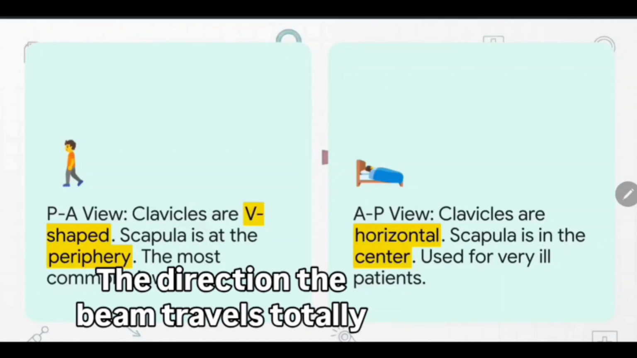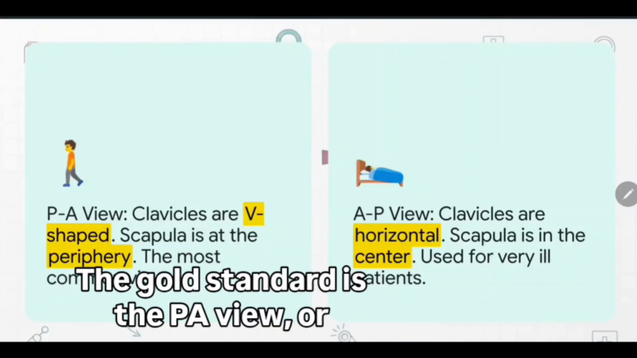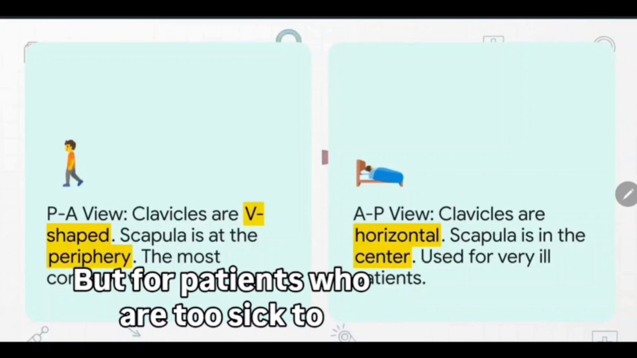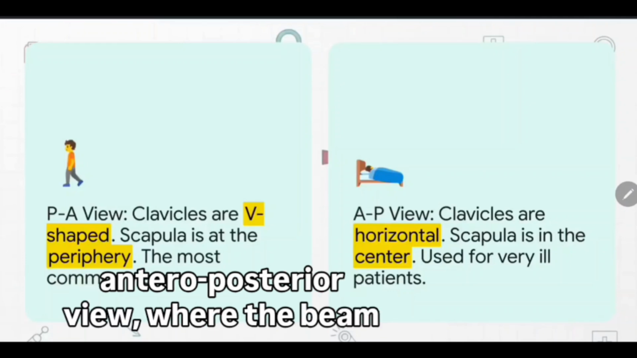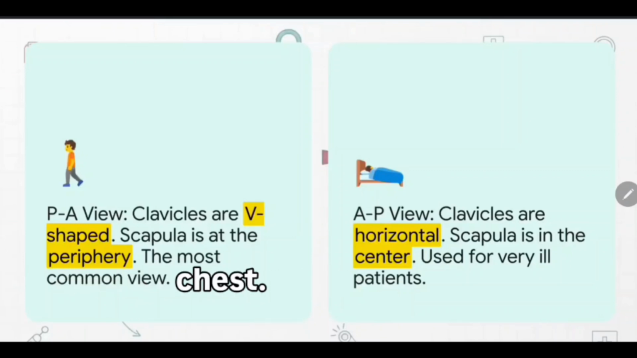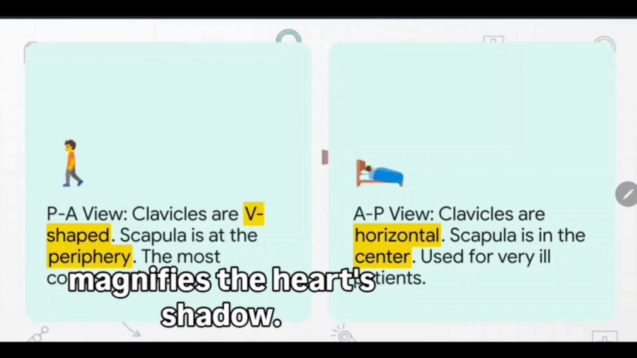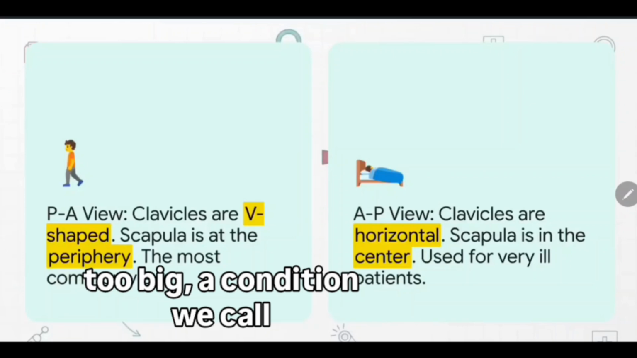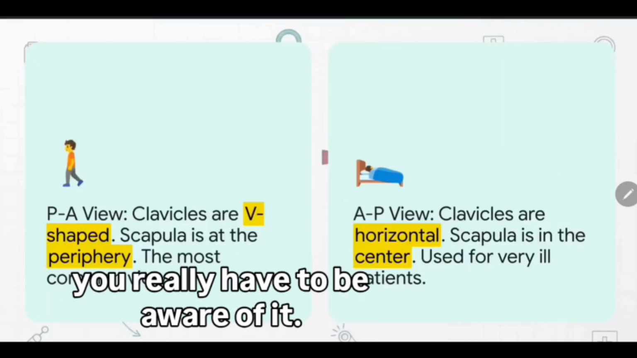Now this is huge. The direction the beam travels totally changes the picture. The gold standard is the PA view, or postero-anterior. The beam goes from back to front. But for patients who are too sick to stand, we have to use an AP, or antero-posterior view, where the beam goes from front to back. Now here's the catch. The heart is at the front of the chest. So in an AP view, the beam spreads out as it passes through, which actually magnifies the heart's shadow. This can make a normal heart look way too big, a condition we call cardiomegaly. This is a classic trap for students, so you really have to be aware of it.